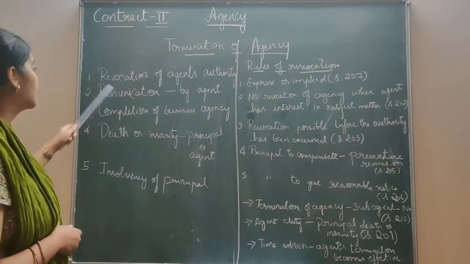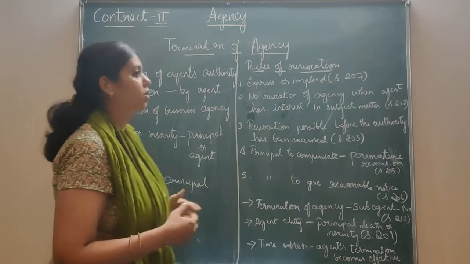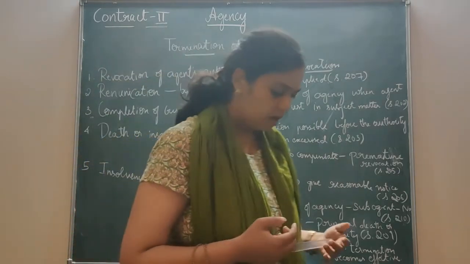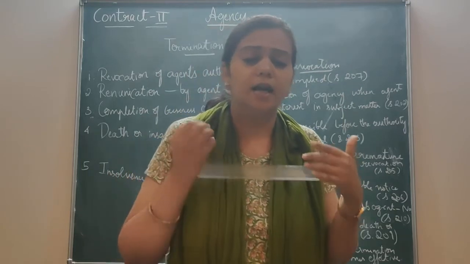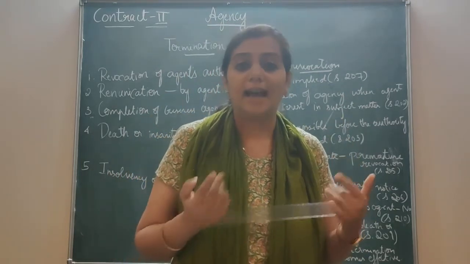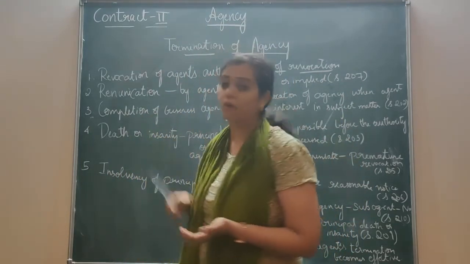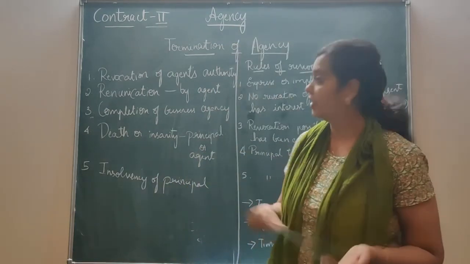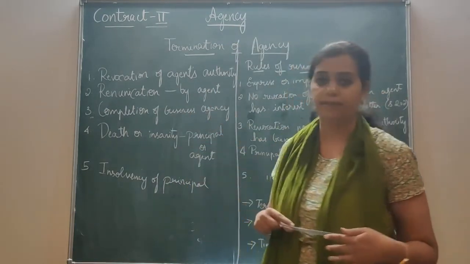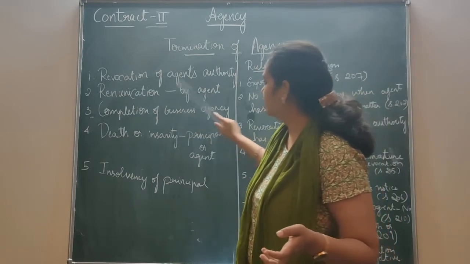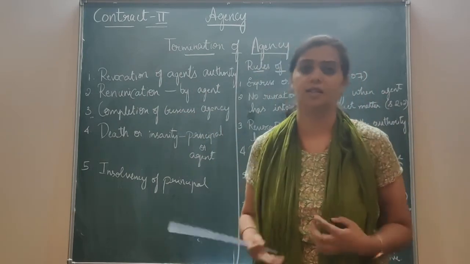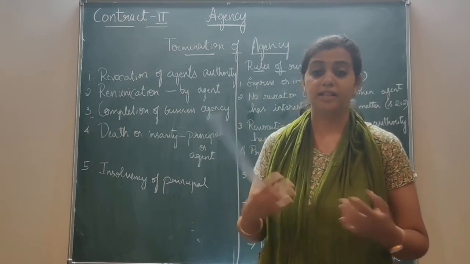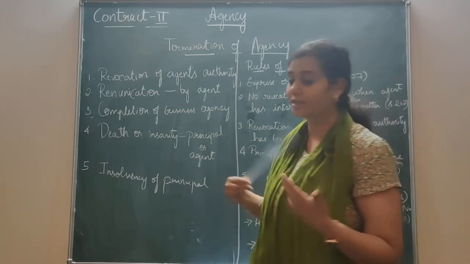The first one is revocation of agent's authority. The first mode is you're either revoking, which means basically you're withdrawing or cancelling the agent's authority. The principal is withdrawing the agent's authority. Then the renunciation by agent. The agent is giving up. He does not further want to be an agent, so he is giving up.